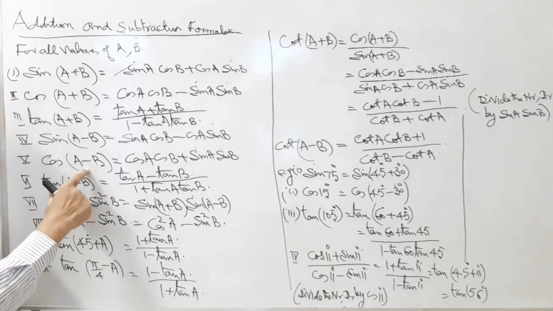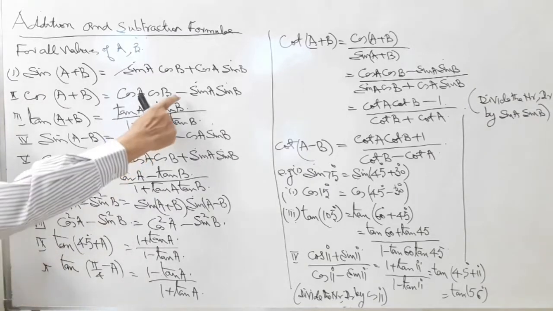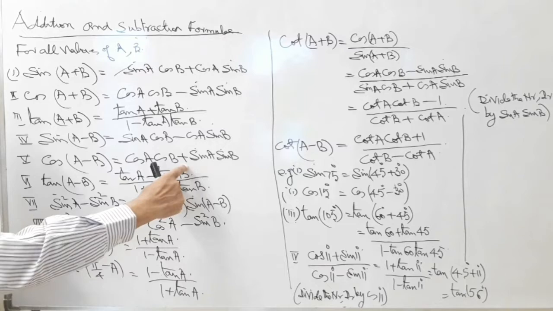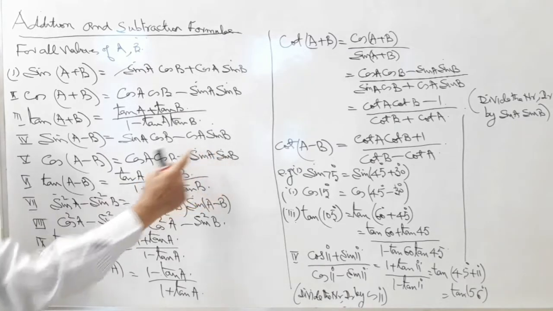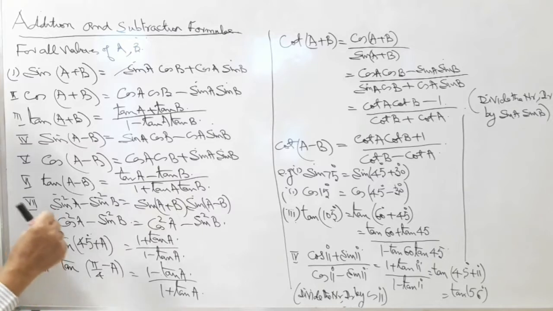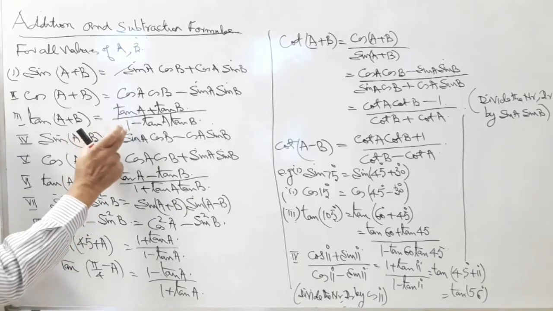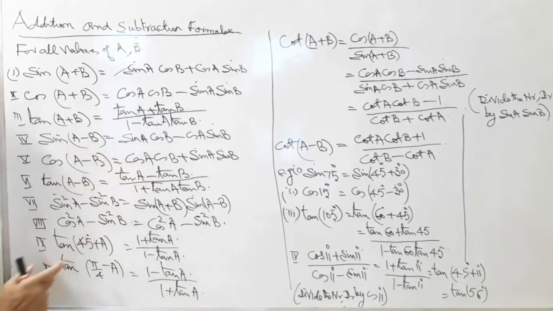Similarly, cos(A minus B). Here it was minus, it will become plus here: cos A cos B plus sin A sin B. Your main work is to try to remember it from day 1, from today onwards.